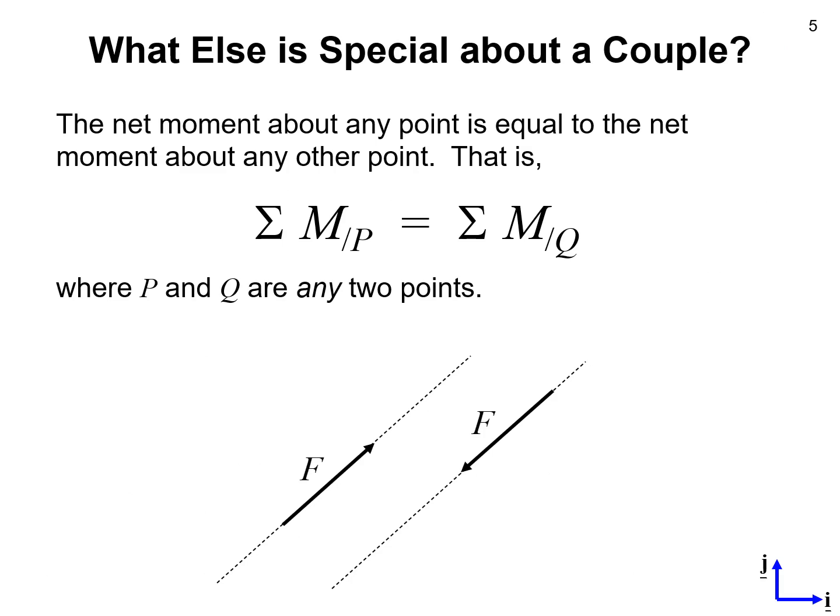However, there's something else special about a couple. We're going to explore it right now: the couple does create moment. In fact, an interesting property of couples is that they create the same moment about any 2 points you pick. For example, if I pick a random point here called P and one over here called Q, the sum of the moments of those two forces about the point P is the same as the sum of the moments of those forces about the point Q.